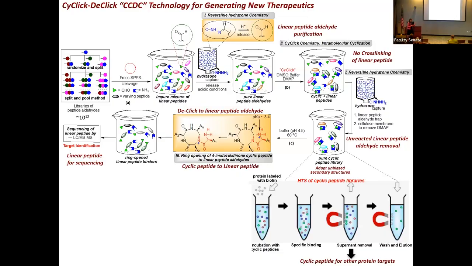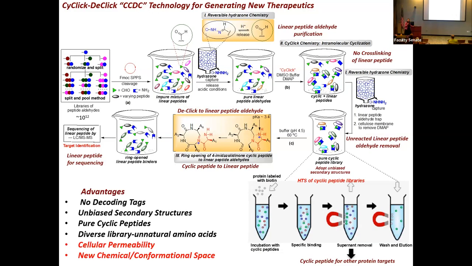Now the question arises: is this the first technology ever made? And the answer is no. Of course, there are a lot of other technologies which can generate libraries of cyclic compounds, but what is the advantage of this technology over all other methods out there? I'm not sure how many of you have heard about mRNA display or DNA display or phage display technologies, but those technologies are used for making millions of these cyclic compounds. But my technology is different, and it has several advantages.